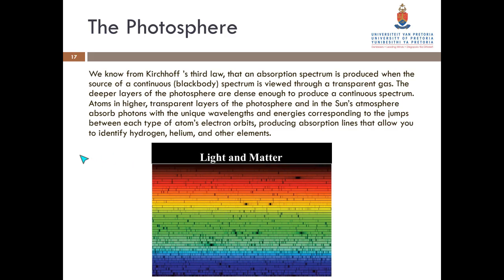So we know from Kirchhoff's third law that an absorption spectrum is produced when the source of a continuous blackbody spectrum is viewed through a transparent gas. The photosphere is dense enough to produce a continuous spectrum. So atoms in the higher transparent layers of the photosphere and in the sun's atmosphere absorb photons with unique wavelengths and energies corresponding to the jumps between each type of atom's electron orbits, producing absorption lines that allow you to identify hydrogen, helium, and other elements.